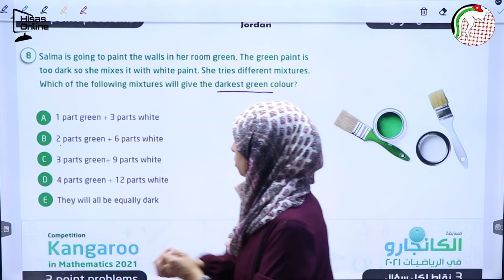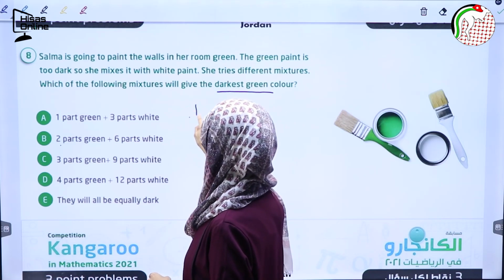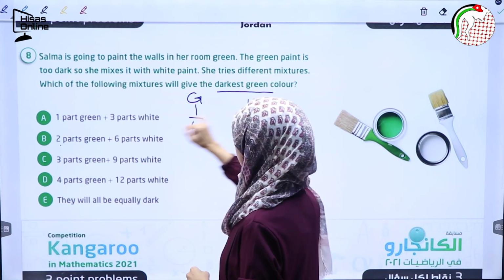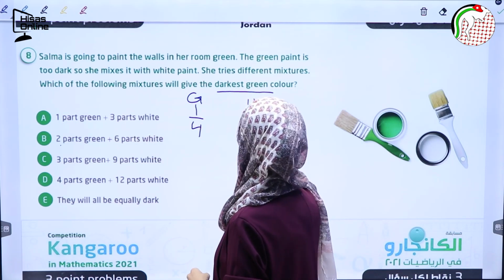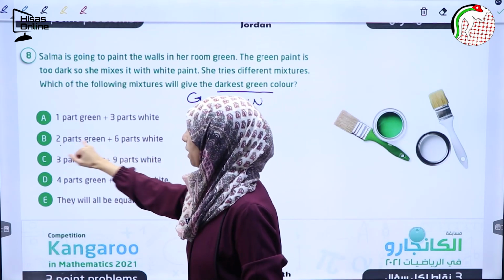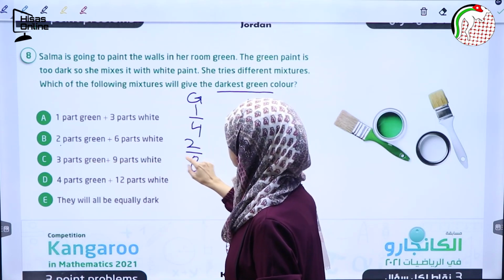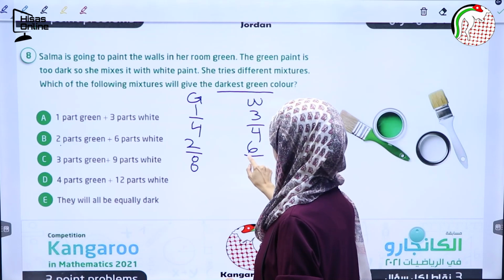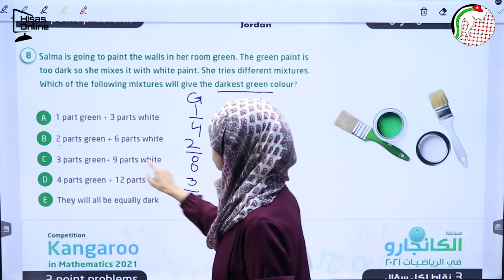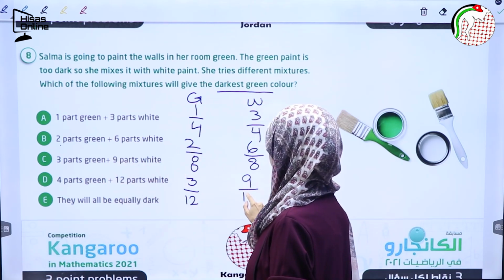So let's see. Those are out of 4 parts she used. Those are the green and those are the white. So from the first option, 1/4 green, 3/4 white. Next, I have a total of 8 parts: 2 out of 8 and 6 out of 8. Next, 3 out of 12 and 9 out of 12.